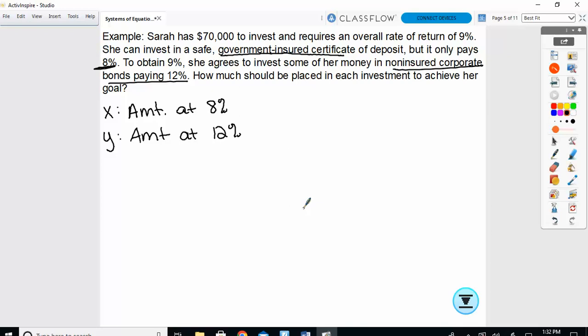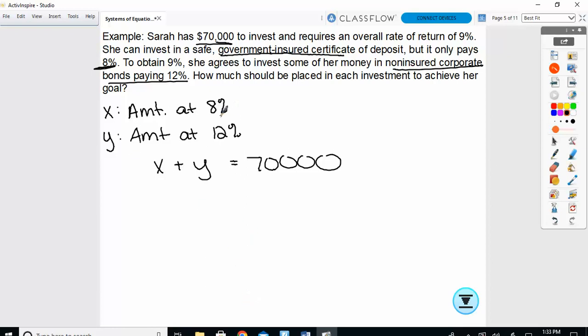So I took it and I put some at 8% and some at 12%. So when I add those together, it should equal $70,000. The amounts. If I put this much money in investment paying 8% and this much money in investment paying 12%, those percents are just telling me which accounts I put them in. Okay, but the overall thing, I invested all 70,000. So X plus Y equals 70,000.